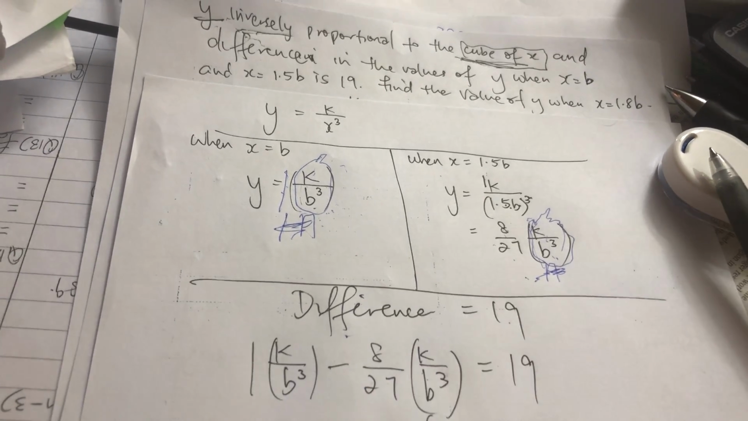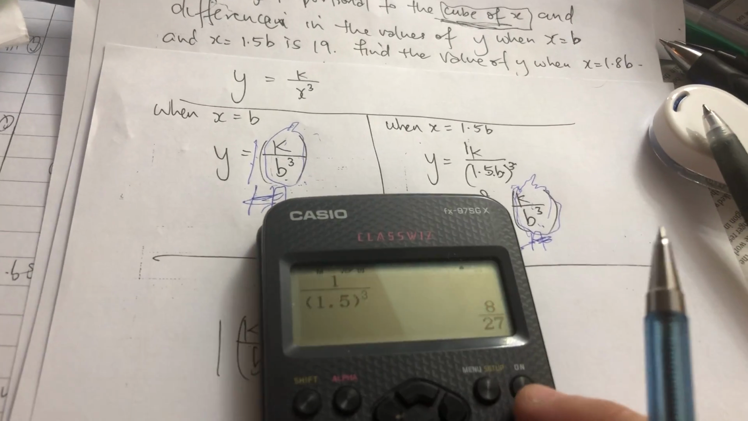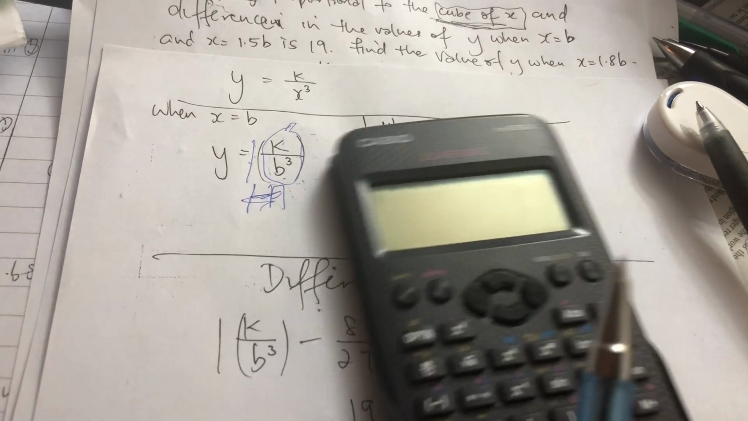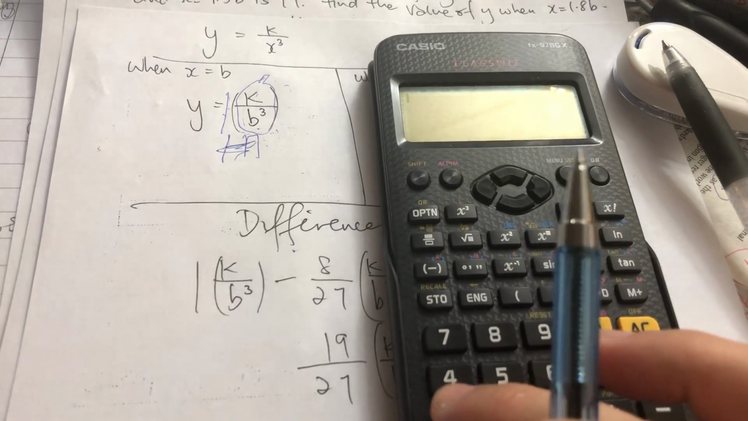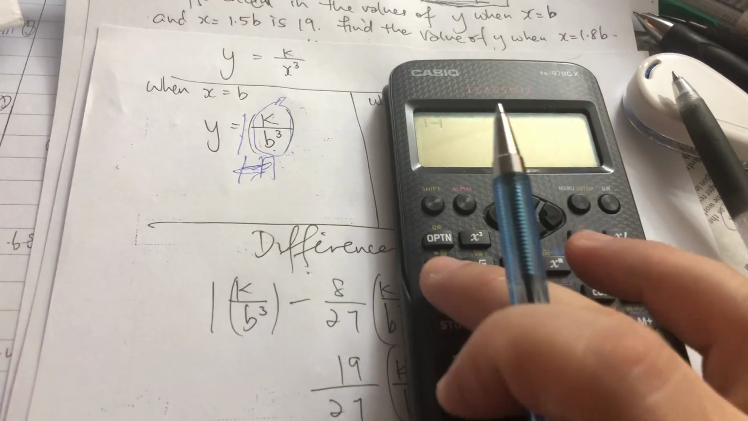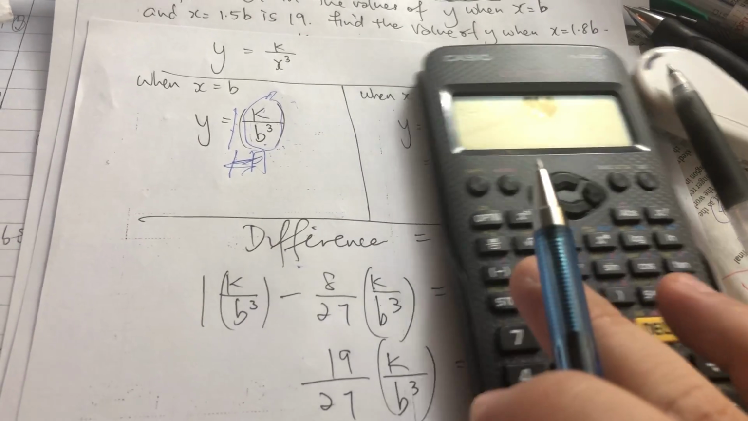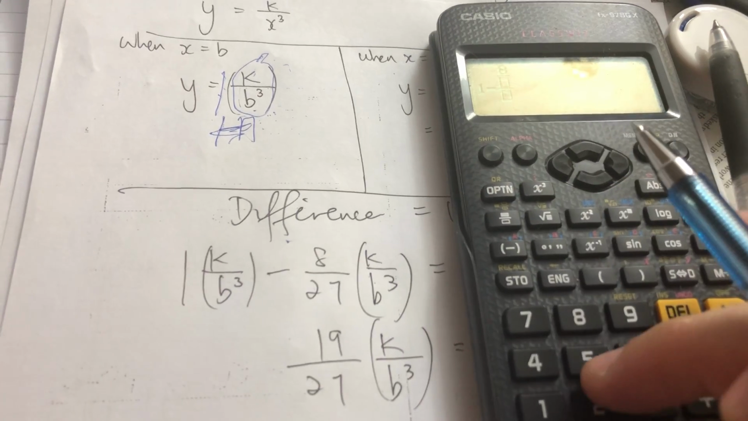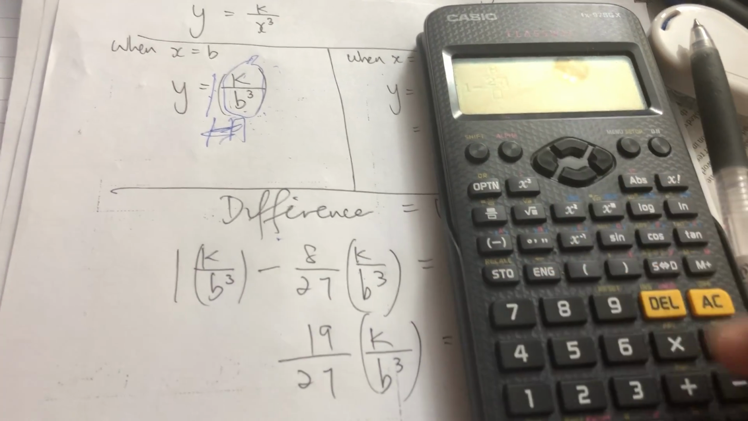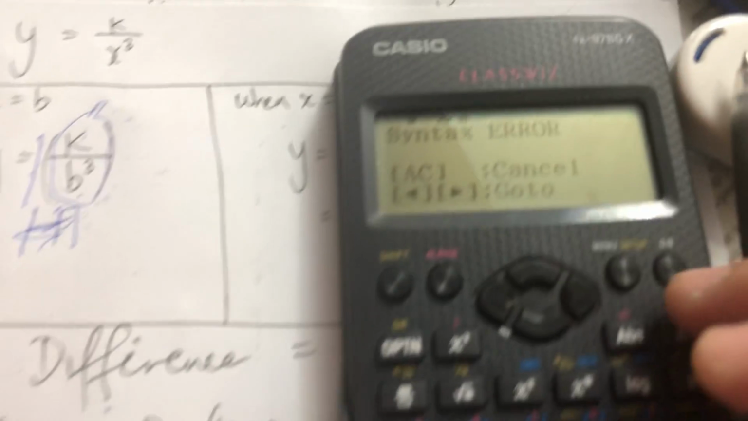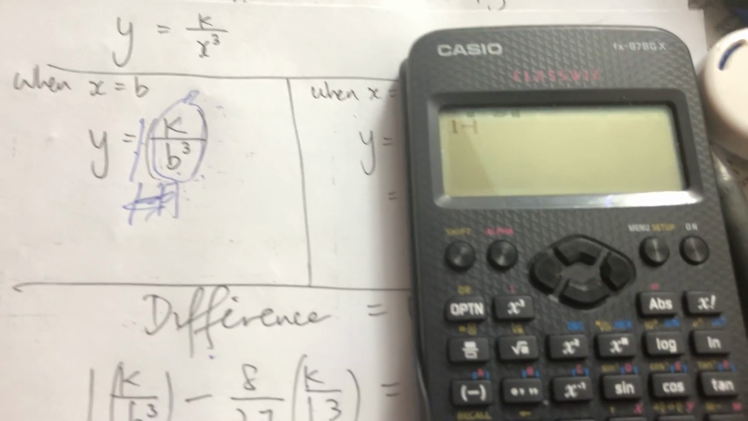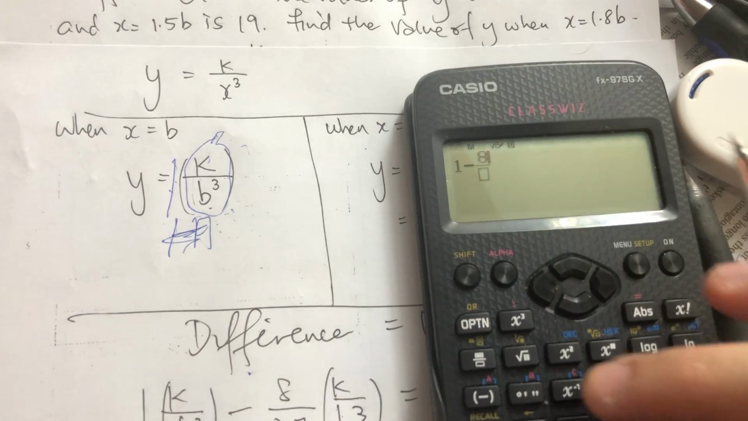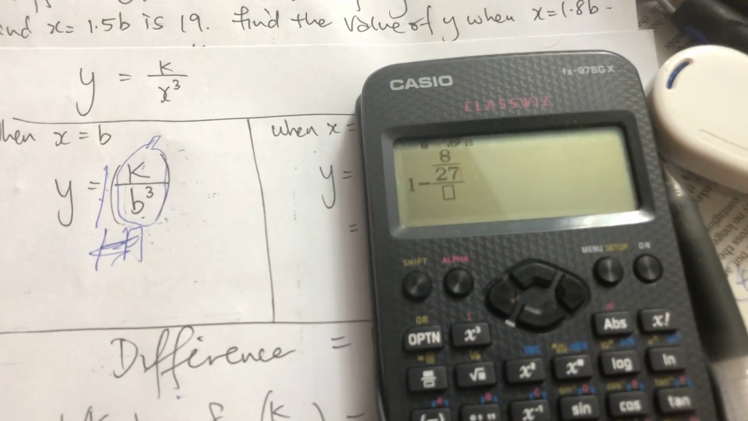So press calculator again. Calculator is very useful. Take 1 minus 8 over 27, right? Let's press 8 over 27. And the calculator will tell you that the answer is, oh sorry, error. Wait, let me press again. 1 minus 8 over 27. Yeah, 8.